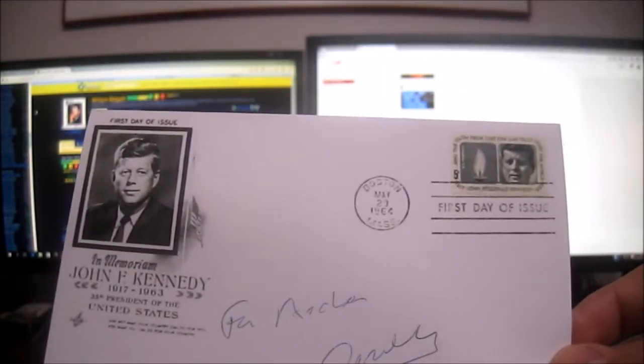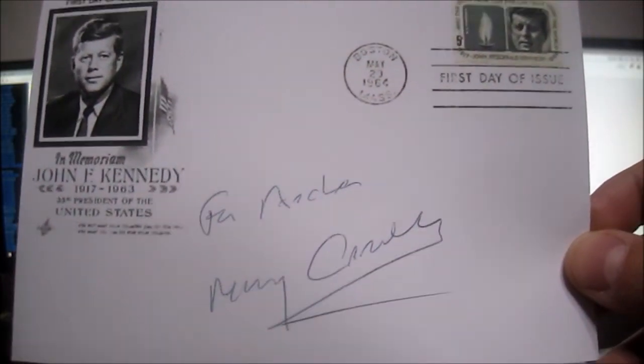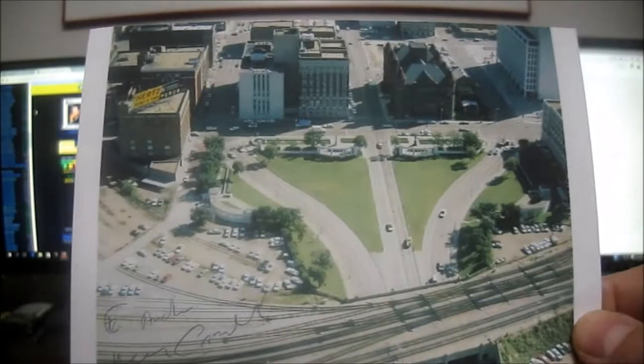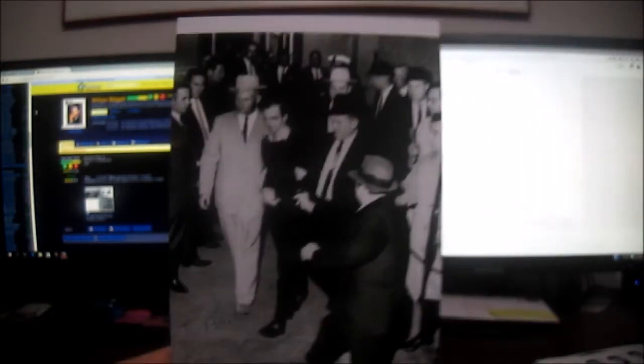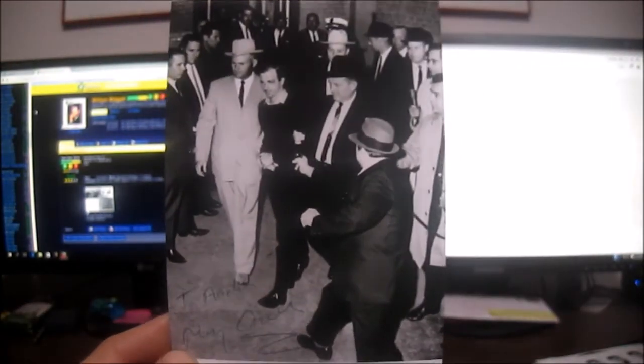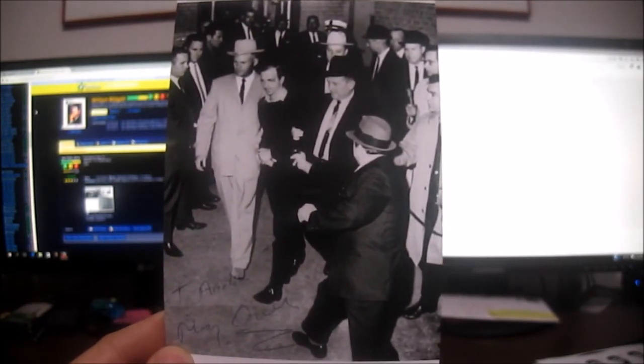This is Maurice Carroll. He signed the first day and inscribed it to Archer. Here is the Dealey Plaza overview, and he signed it down here. Maurice was actually in the Dallas Police Department basement when Lee Harvey Oswald was assassinated.